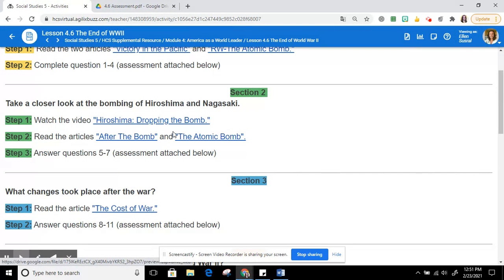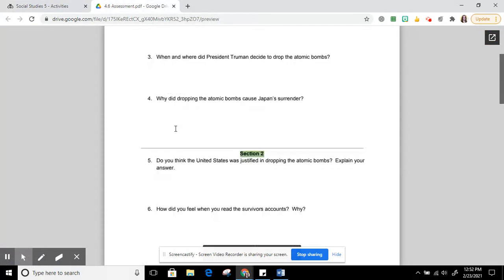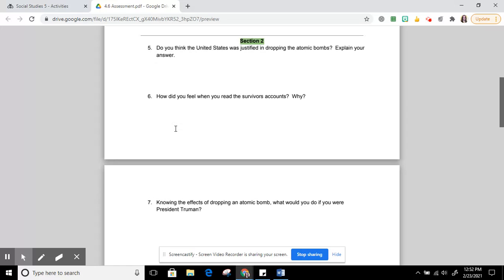Section 2, take a closer look at the bombing of Hiroshima and Nagasaki. You're going to watch the video, Hiroshima dropping the atomic bomb, and you're going to read the articles After the Bomb and The Atomic Bomb. When you're done watching the video and reading the two articles, there's questions 5 through 7 that you'll need to answer. So let's look at 5 through 7. Section 2, you've got 5 through 7. Do you think the United States was justified in dropping the atomic bombs? Explain your answer. So what that question means is, do you think the United States made the correct choice? Did they have a good enough reasoning to drop those atomic bombs? And then explain what you think.